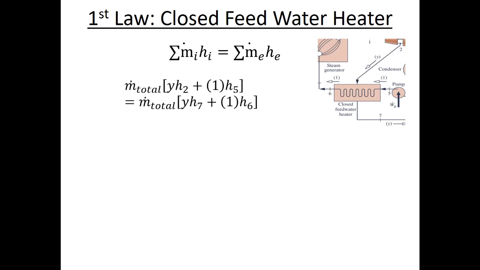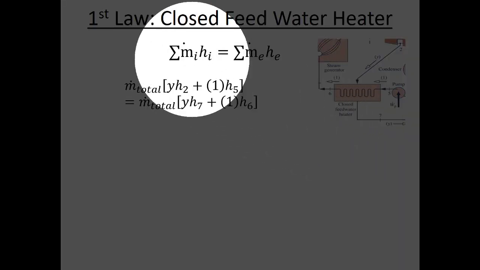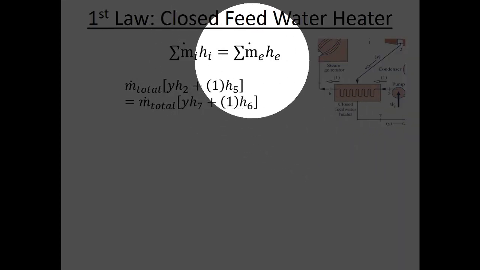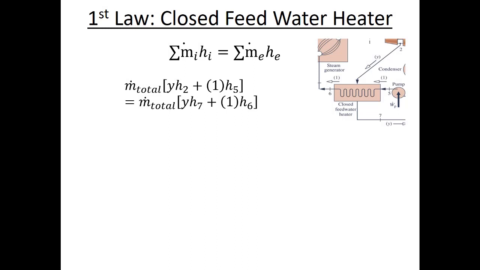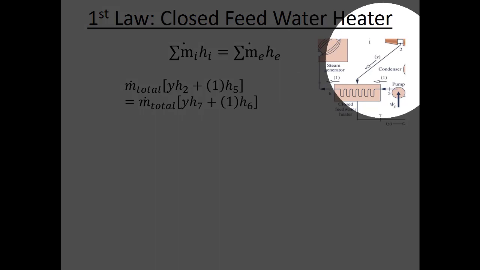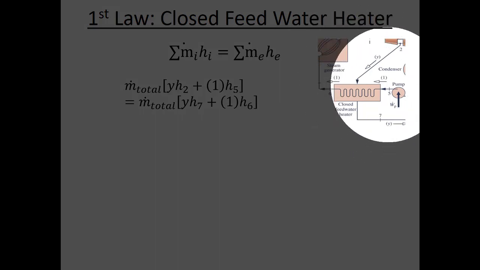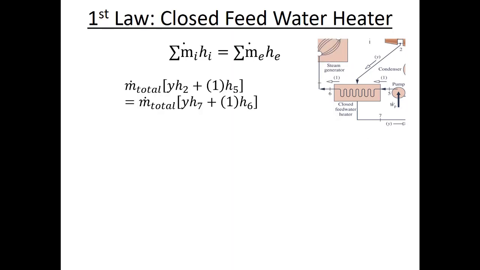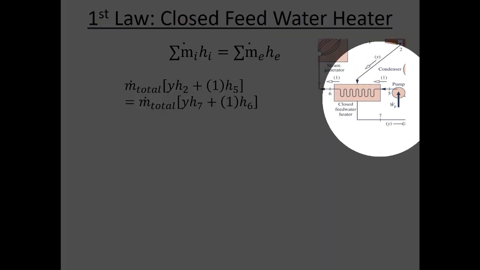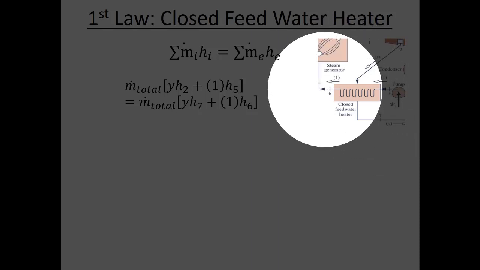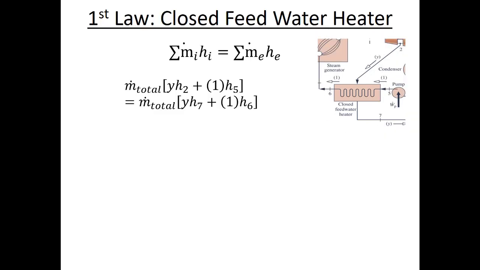We know that this is going to be the sum of m dot in, h in is equal to the sum of m dot out, h out, right? We derived this already too, but the 2 inlets are here. We have state 2 coming in at y times m dot, and we have state 5 coming in at the total mass flow rate, right? So then I have on my left-hand side, m dot times y h2 plus h5. And then I have an outlet here at state 7 that gets the diverted mass flow rate, and an outlet at state 6 that gets the total mass flow rate.